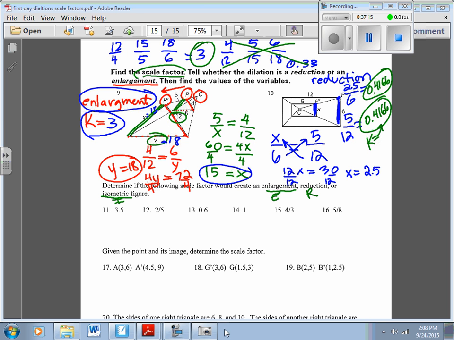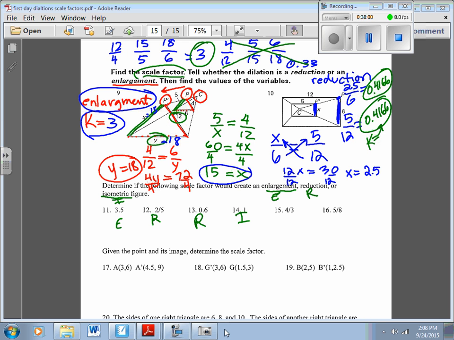Alright. Number 11, the scale factor is 3.5. Is that an enlargement, reduction, or isometric? That's an enlargement. Alright, number 12. That's the fraction 2/5. That's a reduction. Go ahead and do 2 divided by 5 on your calculator. Is that number less than 1? How about number 13? It's a reduction. How about number 14? Isometric.